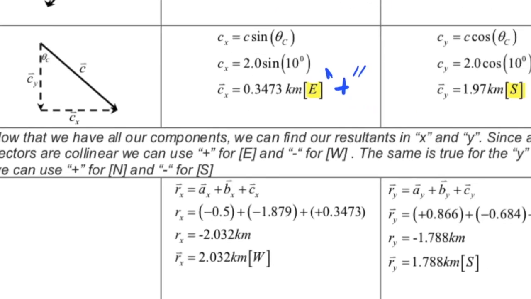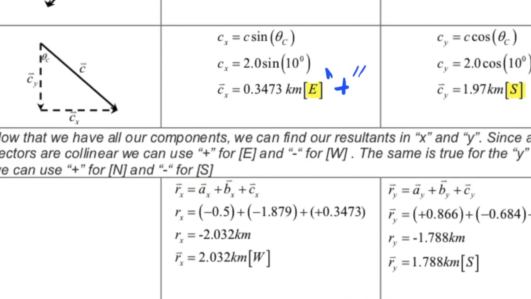So notice, you start off with your raw equation. Vector Rx is equal to AX plus BX plus CX, all vectors. Apparently saying the word vector was tripping me up.